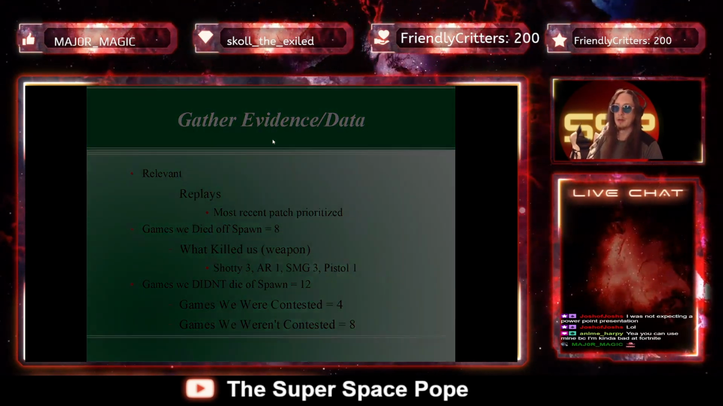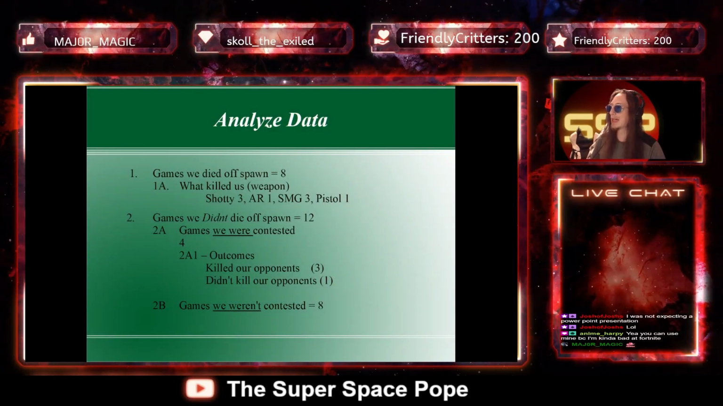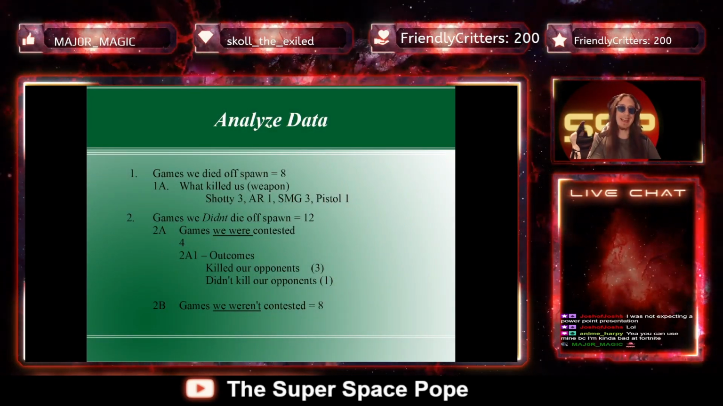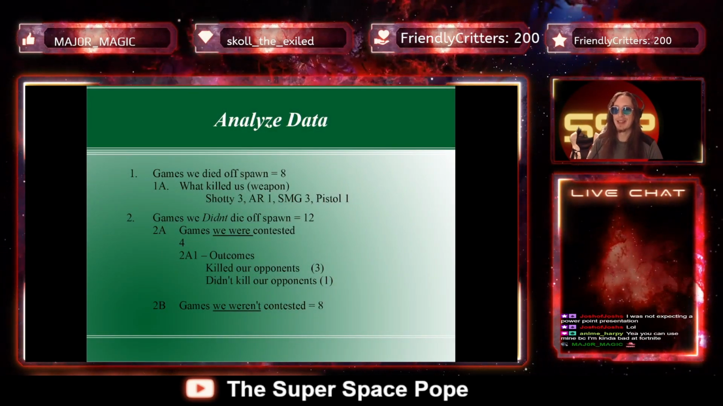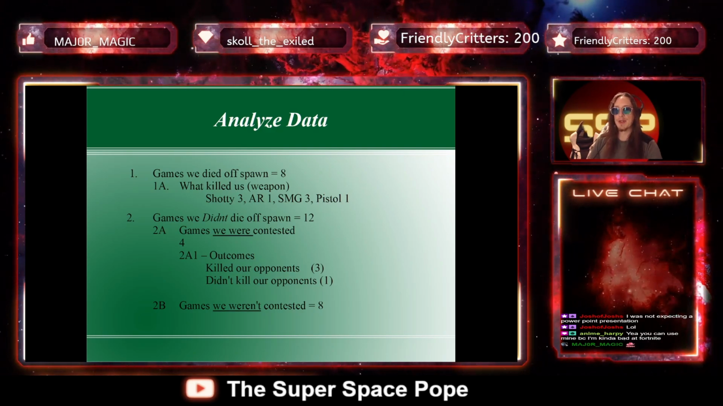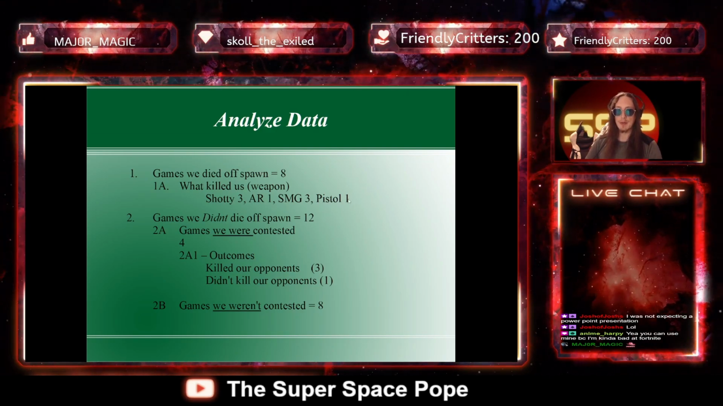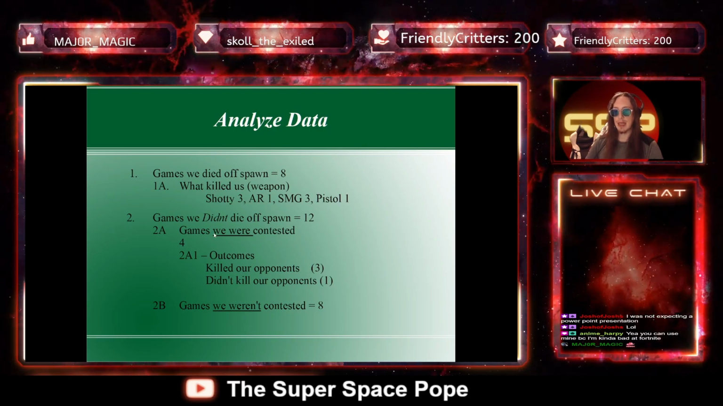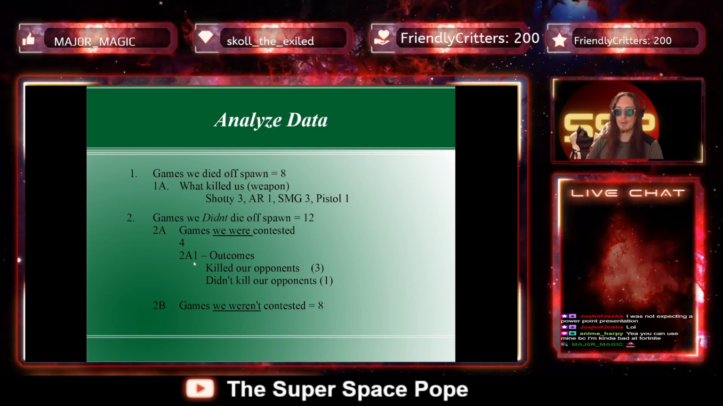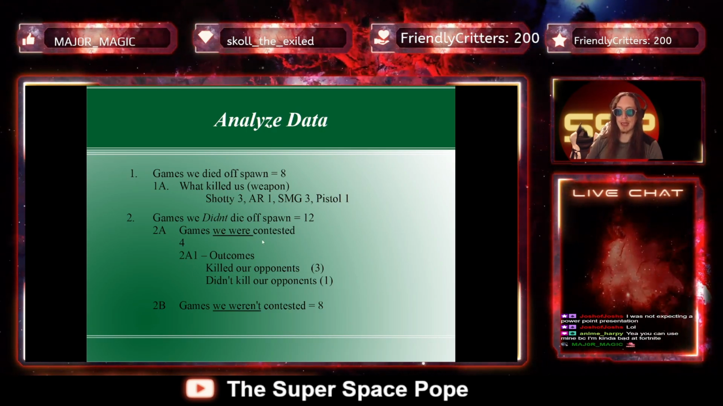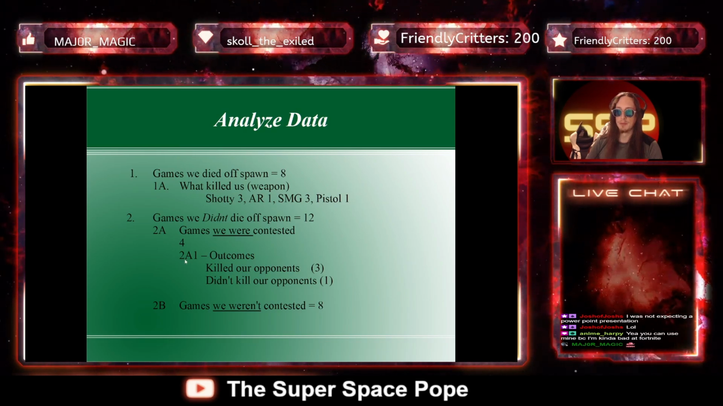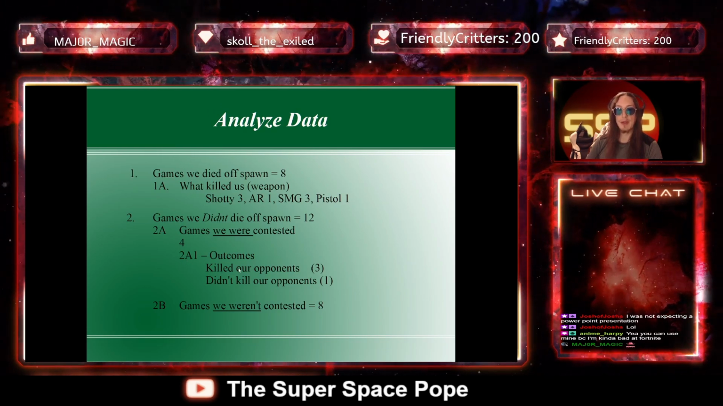Going on. We're going to analyze our data, right? So we get data, we analyze the data. And let's look at this a little more specifically. Within the things that killed us, we can say shotty, AR, SMG, pistol. We can say that the games that we were contested was 4. Of those games that we were contested, we had some outcomes that weren't the same.